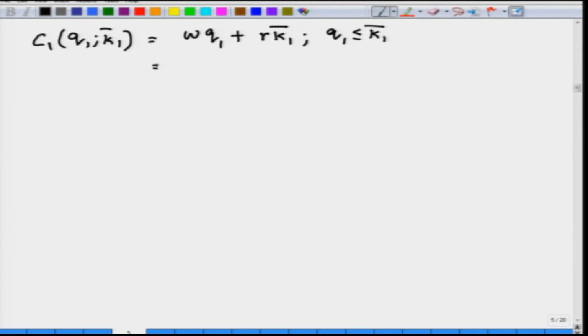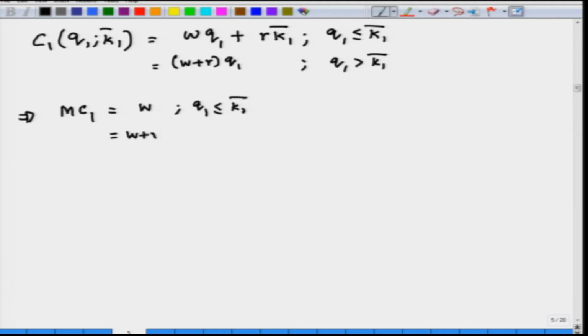Whereas if it wants to produce more than its capacity, then it needs to add to the capacity. So, that is going to be W plus R times Q1 when Q1 is greater than K1 bar. This essentially means that the marginal cost of firm 1 is going to be W as long as Q1 is less than or equal to K1 bar, and the marginal cost is equal to W plus R for Q1 which is greater than K1 bar.